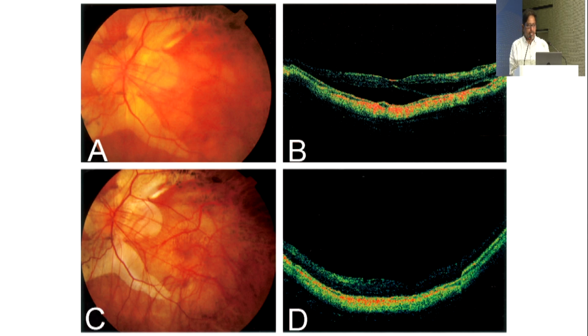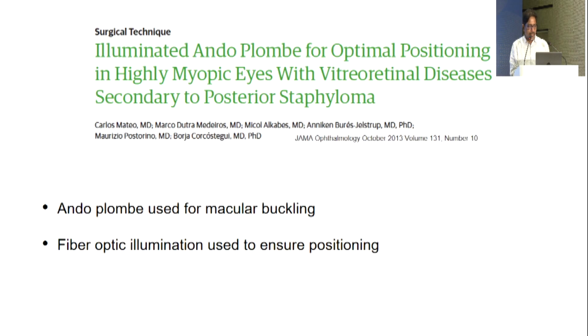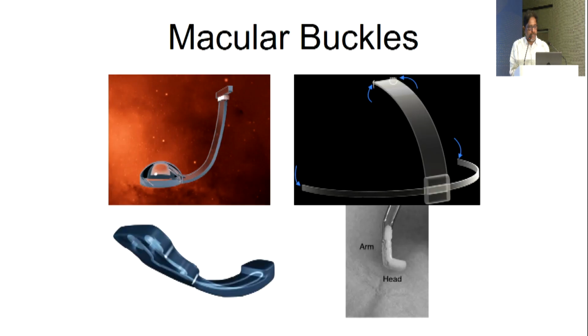So he showed that even without ILM peeling, with proper removal of the vitreous, you can reattach these cases. So the next choice is, instead of pushing the retina from inside, to push the sclera from outside. A lot of myopic macular buckles have been tried. The most popular are the Ando plombe and the JBL buckle.